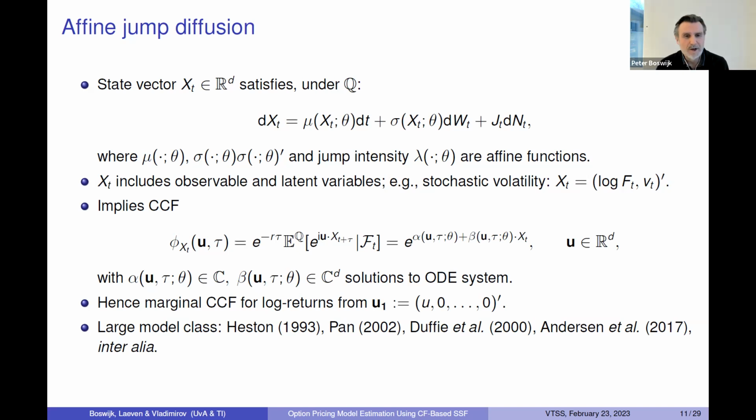The boldface U here is a vector, so that's for an argument for each of the components of Ut, but we're only interested in the first one, namely the log asset price, and that's why we use this U1 expression, which basically puts zeros everywhere else to get from this joint characteristic function only the one for the log asset price. Yes, please, to the next slide.